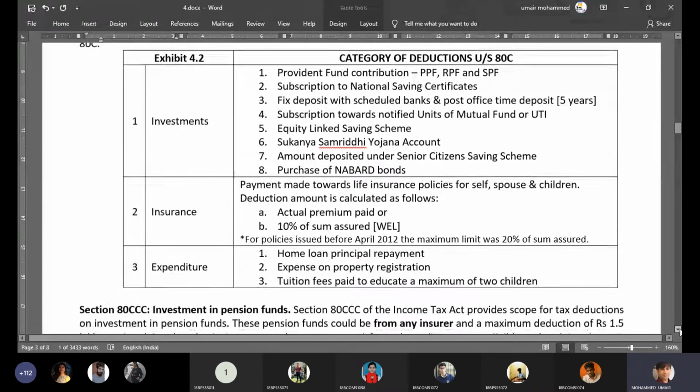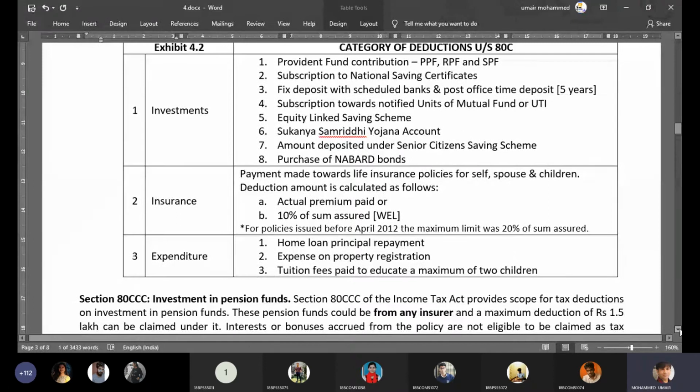So 80C provides deduction from gross total income. So 80C further has three broader areas. One is the investment. So these are the avenues of investment where the assessee has to invest to claim deductions under Section 80C. Then you also have insurance.